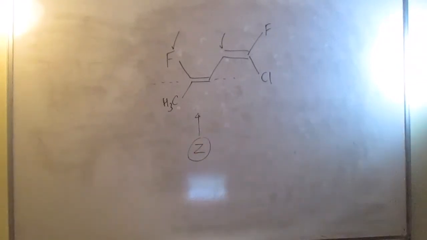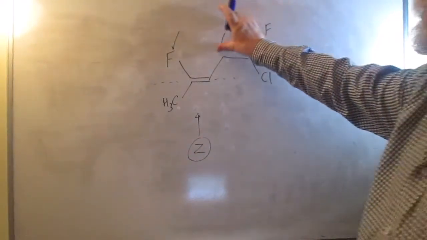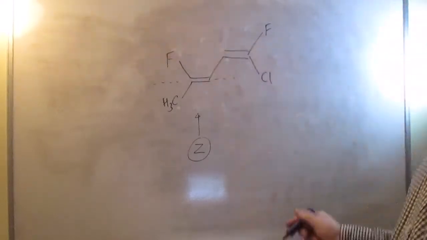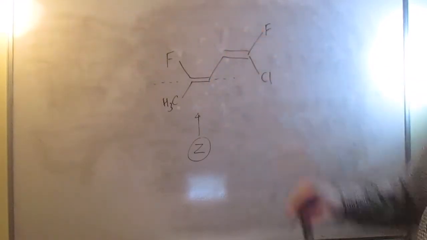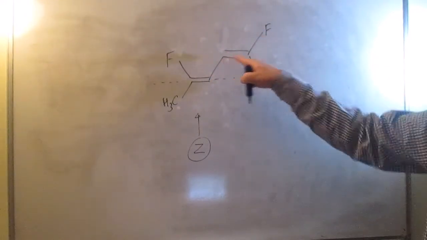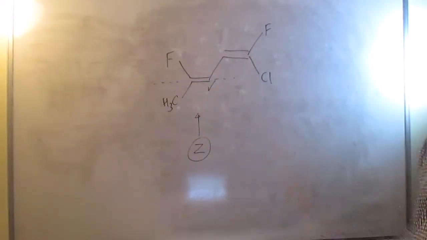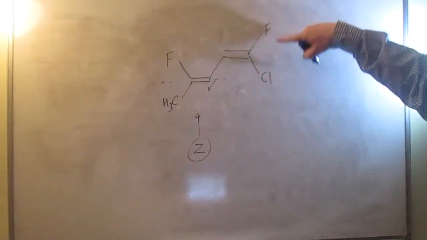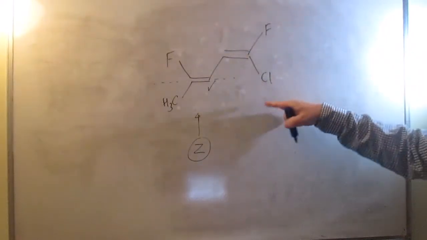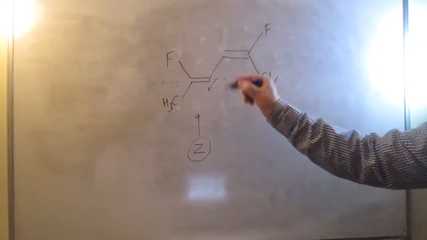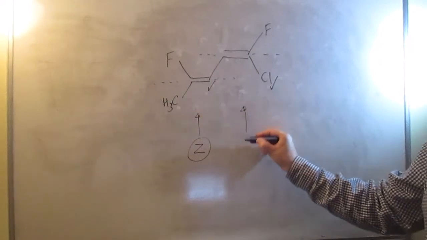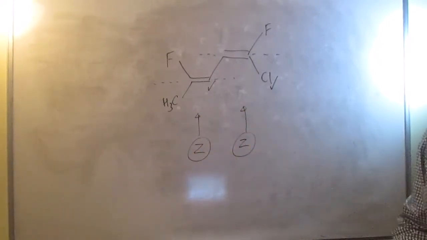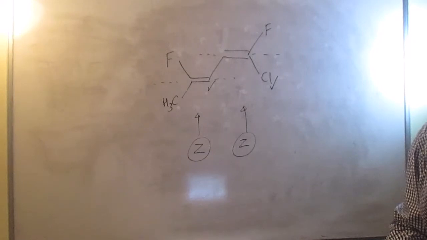So the two priority groups are on the same side of the double bond, and therefore that one is a Z configuration. Now if we focus on the other one, second double bond, which is this one, at this end you've got carbon and hydrogen, so this one has the priority because it's got the higher atomic number. At this end you've got chlorine and fluorine, so atomic number 17 and 9, so 17 wins. And so again, the two high priority groups are on the same side of the double bond, so that one is Z as well, and if they're both Z, the answer is D.